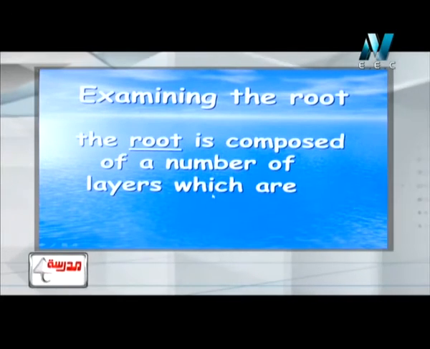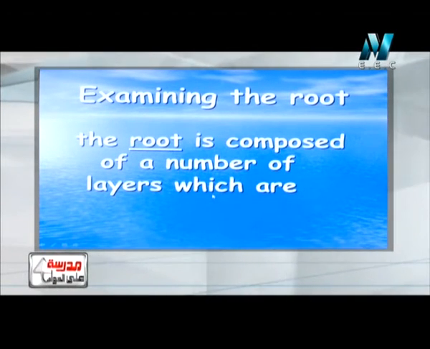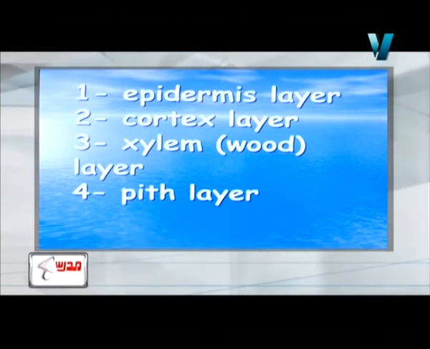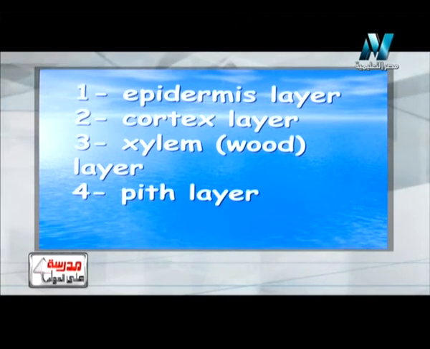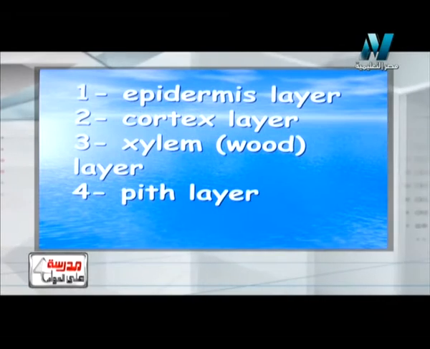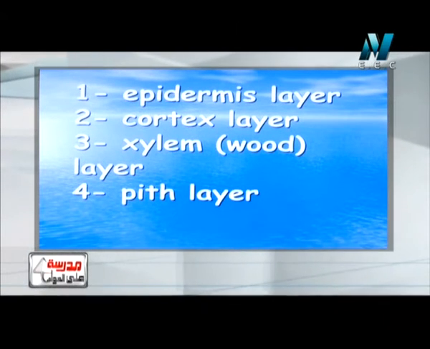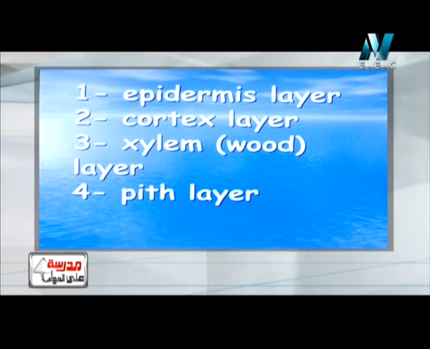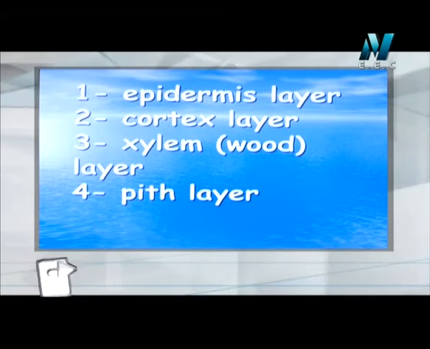Examining the root. The root is composed of a number of layers, which we said are 4 layers: the epidermis layer, the cortex layer, the xylem or wood layer, and at last the pith layer. So we have 4 layers in order in the section of the plant root, which are epidermis, cortex, xylem, and at last the pith.